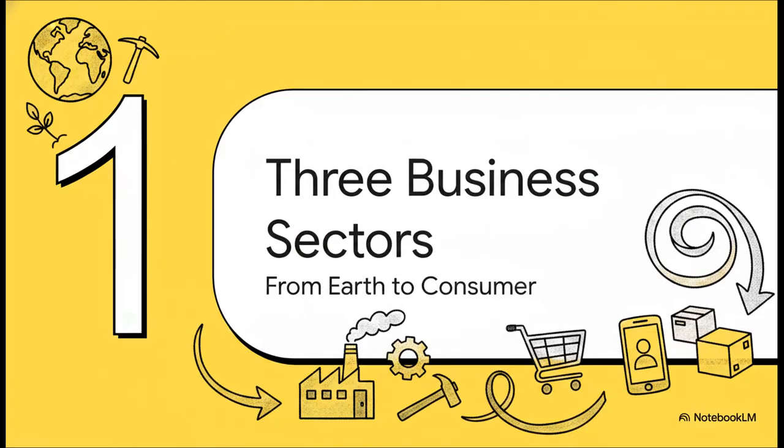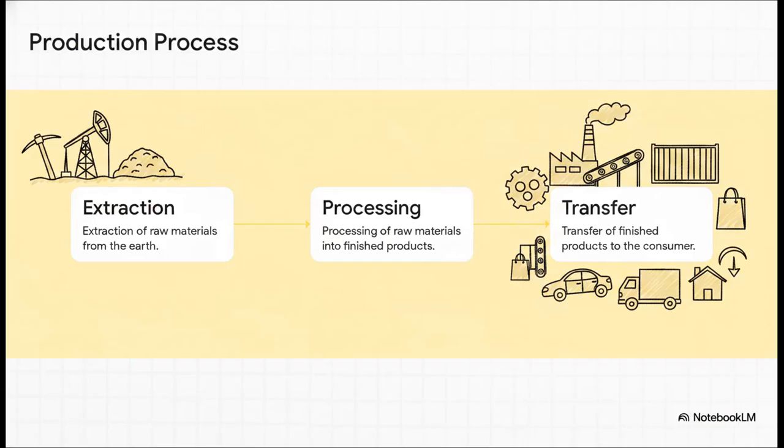Section 1. The three business sectors, from Earth to consumer. Let's start by looking at what businesses actually do on a day-to-day basis. As our source material points out, there are three fundamental stages in the production process for absolutely any physical good. Step 1 is the extraction of raw materials. Step 2 is the processing of those materials into products. And Step 3 is the transfer of those finished products to you, the consumer. Every physical product you own went through this exact logical sequence.